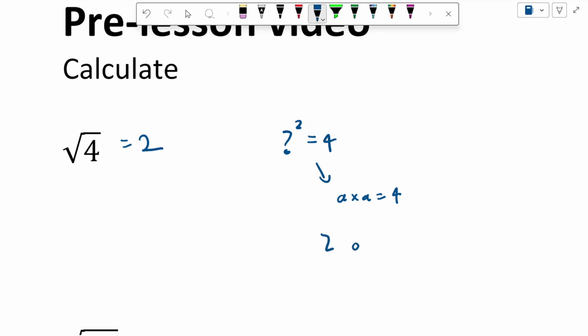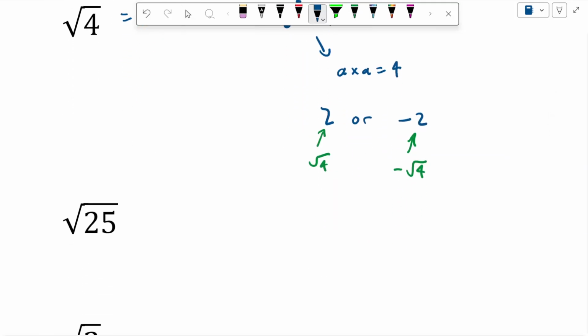Now, technically, there's two answers here. So we could have 2 or we could have minus 2, but square root of 4 is always considered the positive version, and the negative version we call minus root 4. Okay, root 25, what squared gives me 25? The answer is 5 there.